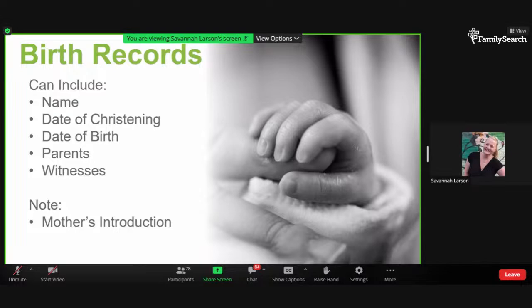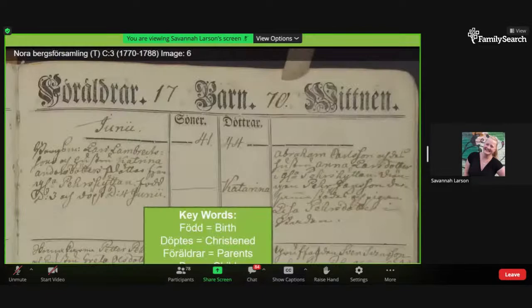So this typically will not give you much more than the household record, but it will confirm dates for you. This is an example of what one looks like. The important keywords here are fud, which means born, deftus, which means christened, foreldrar, which means parents, and barn, which means child. This is a more difficult one to read because it is in Gothic, but we'll highlight the important parts so you can see where the information might sit.